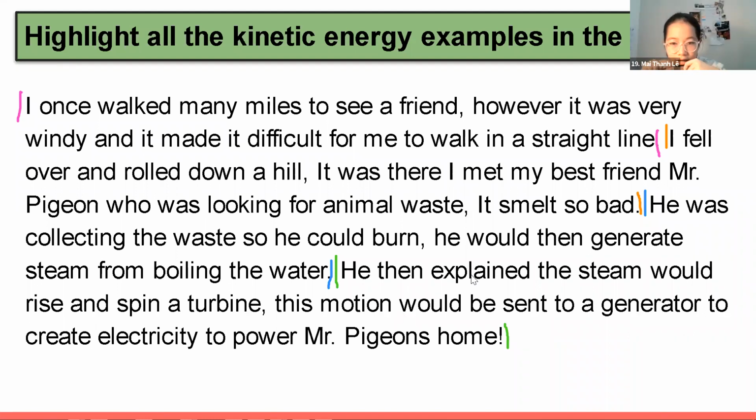I once walked many miles to see a friend. However, it was very windy and it made it difficult for me to walk in a straight line. I fell over and rolled down a hill. It was there I met my best friend, Mr. Pigeon, who was looking for animal waste. It smelled so bad. He was collecting the waste so he could burn it. He would then generate the steam from boiling the water. He then explained the steam would rise and spin a turbine. This motion would be sent to a generator to create electricity to power Mr. Pigeon's home.